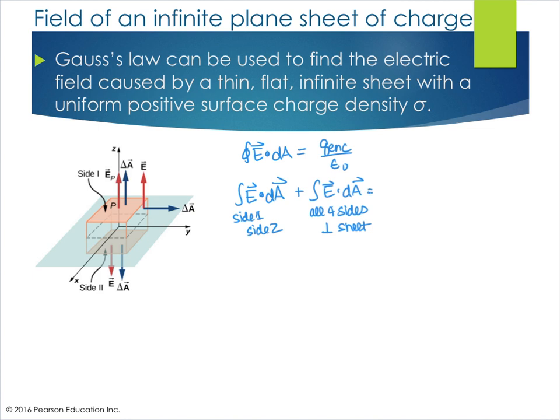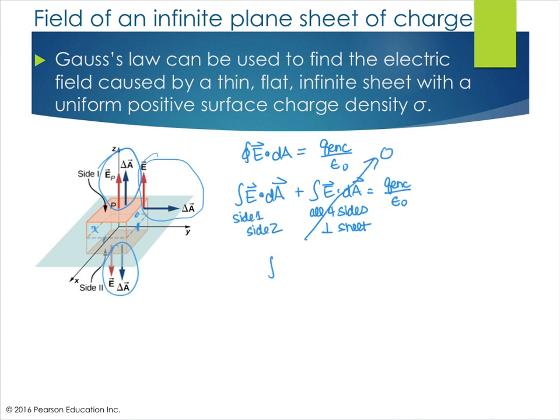This is going to be similar to the cylinder in that some of the pieces of my Gaussian surface are not going to contribute at all, and some will. And that's why I split it up into these two pieces. The side 1 and side 2, which to me really are more like top and bottom, are the ones where my electric field and my area vectors are going to be parallel to each other. But all the other four sides, here, here, here, and back here, you can see that the electric field and the area vectors are perpendicular to each other, so those will not contribute.